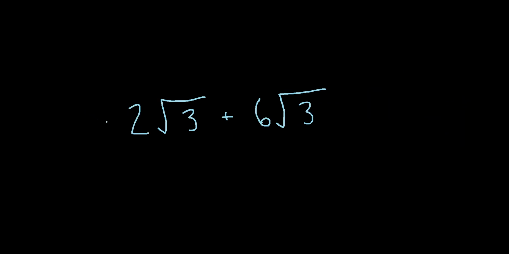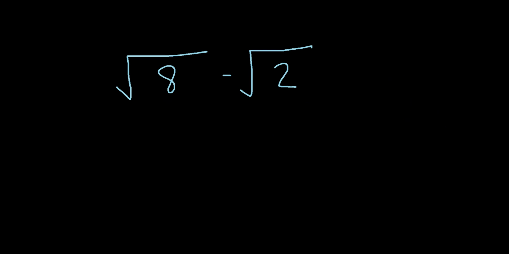All right, let's try another example. Let's say we have 2 times the square root of 3 plus 6 times the square root of 3. So since these values under the square roots are the same, we're allowed to add them. So all we have to do is say, what is 2 plus 6? That's 8. So our final answer here is going to be 8 times the square root of 3. And that's our final answer.